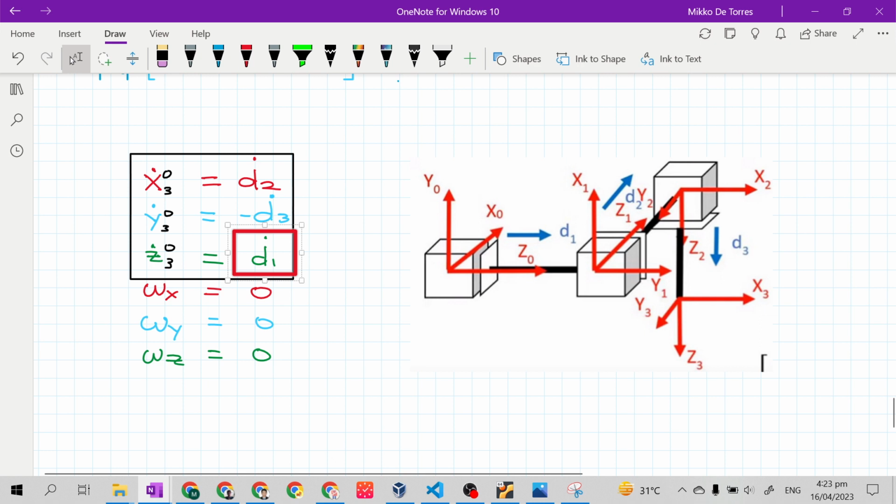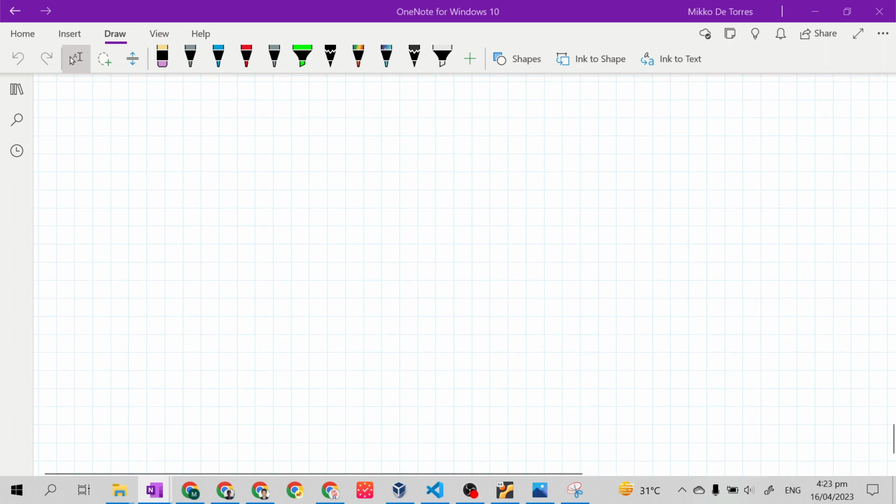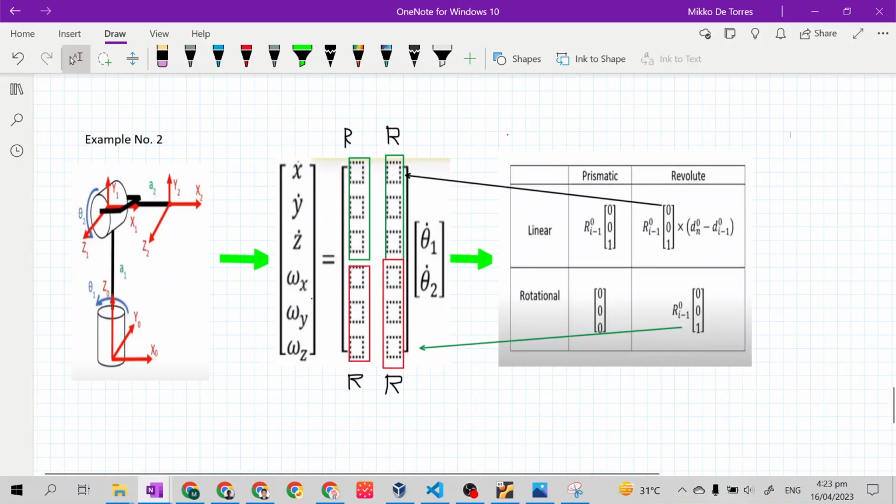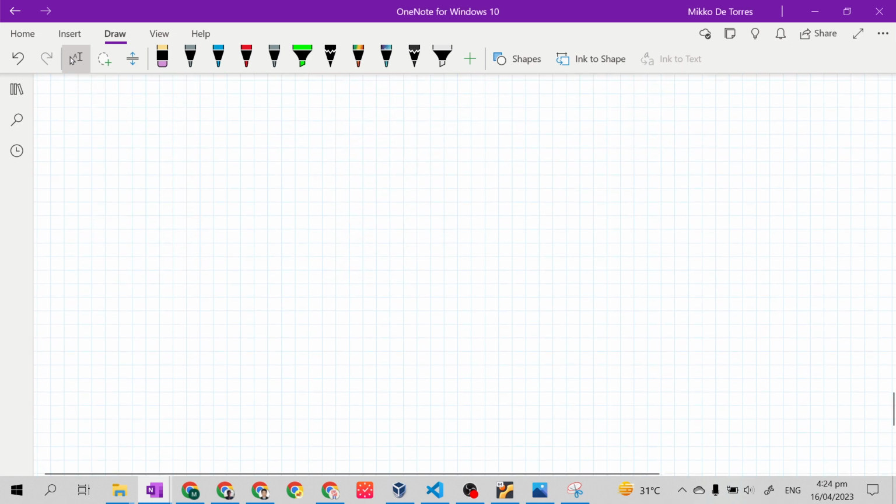So what about a mechanical manipulator with revolute joints? In our example 2, we have a 2 degree of freedom articulated manipulator. So it has two joint variables and two moving links. So the dimension of the Jacobian matrix is 6 by 2. Then all the columns are revolute joints, so we will use the formula of the revolute joint. Our working equation looks like this.